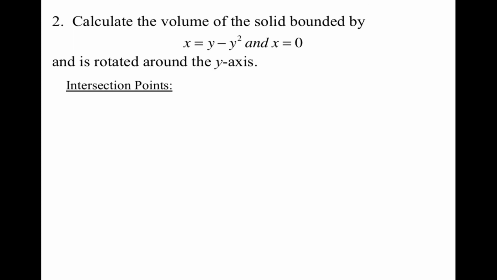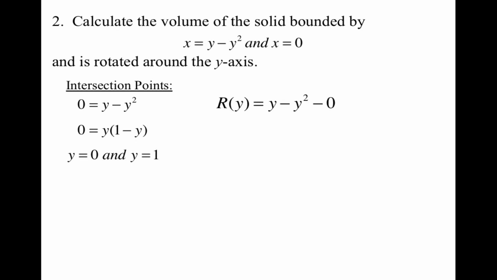So we aren't given any limits, so we need to find the intersection points. I'm going to set the two functions equal to each other, x equals 0 and x equals y minus y squared. It's just a quadratic, so I'm going to solve for y by factoring. So we get y equals 0 and y equals 1. Now I need my right and my left curve, which in this case my right curve is the y minus y squared, and my left curve is going to be the y-axis. And one way you can do this if you couldn't graph this is pick a value between 0 and 1, plug that in for y, and you would get that this value is larger than x equals 0.